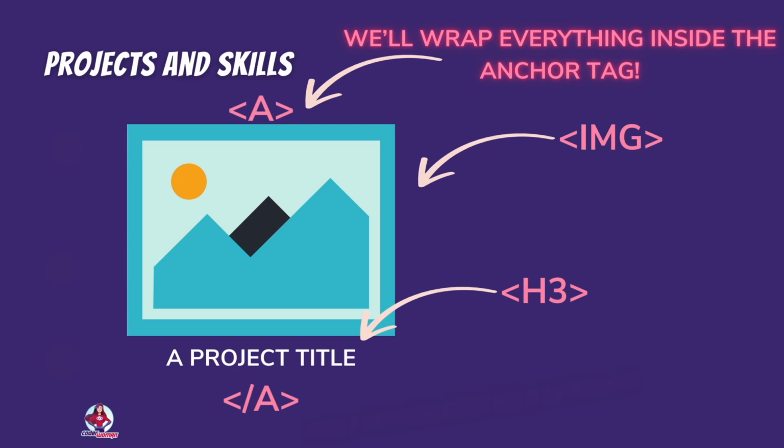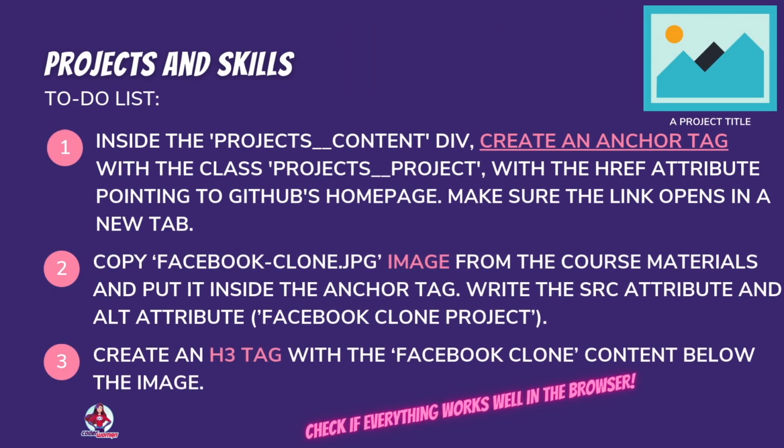Let's get coding. And here's a challenge for you. Prepare the first project card on your own. Are you excited? Here's what you need to do. First, inside the project's content div, create an anchor tag with the class Projects Project. Add the href attribute pointing to GitHub's homepage. To open the link in a new tab, add the right attribute.